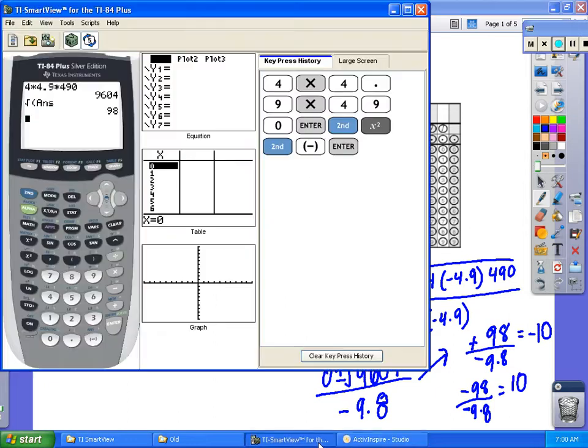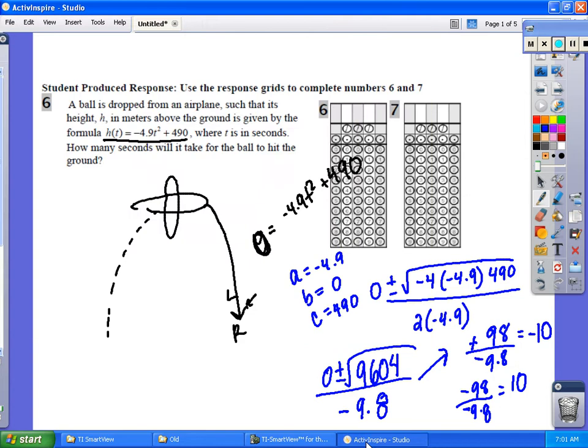Let me just double check that. 98 divided by 9.8. Yep. So here, it's going to be positive 10 seconds it'll hit the ground. And the reason why it's negative 10 is because you really started off the ground. This was right here at when the problem started, which was 0. So the answer would be 10 seconds. And again, you'll get the same answer if you graphed it.